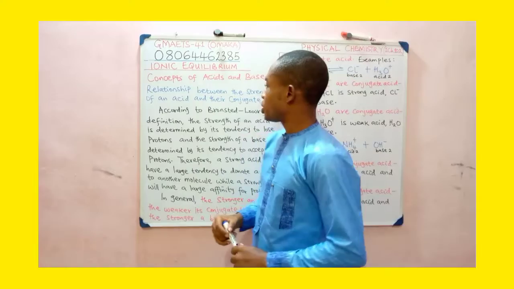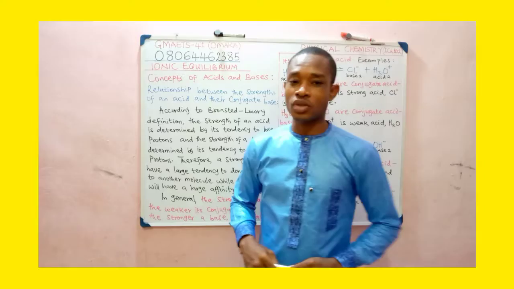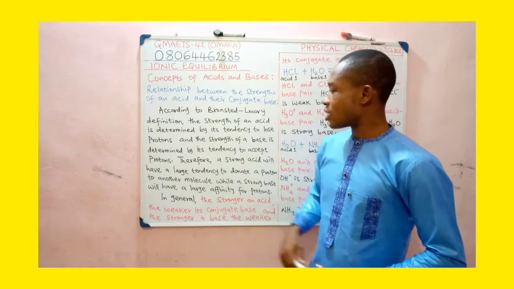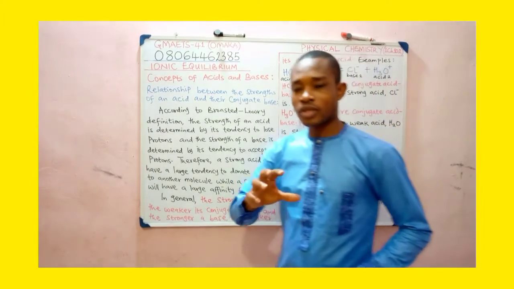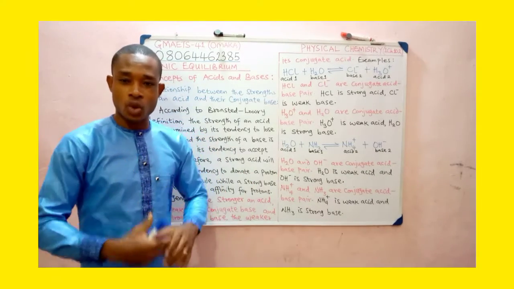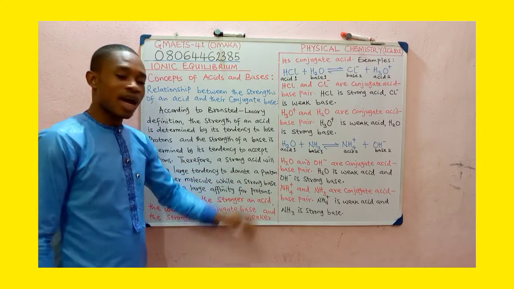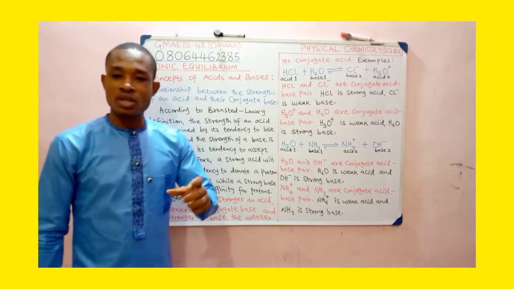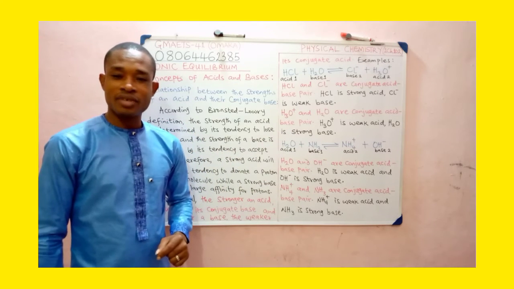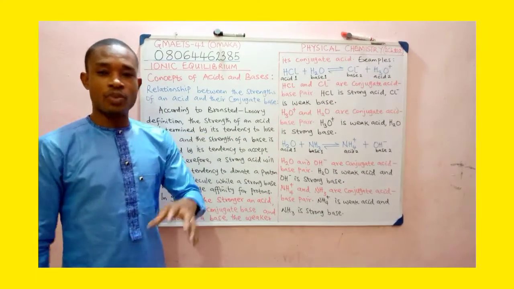We're now going to look at the relationship between the strength of an acid and its conjugate base. Following the definition by Bronsted-Lowry, the strength of an acid is determined by its tendency to lose a proton, while the strength of a base is determined by its tendency to accept a proton. It's important for us to know, therefore, that a strong acid will have a large tendency of donating a proton, and a strong base will have a large affinity for accepting a proton.